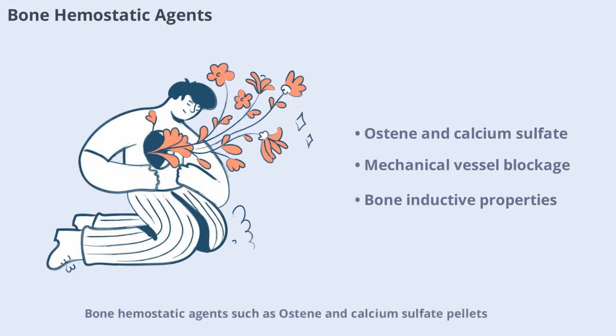Bone hemostatic agents, such as ostine and calcium sulfate pellets, are used to control bleeding from bony cavities. Ostine is a water-soluble alkaline oxide copolymer, while calcium sulfate pellets mechanically block open vessels and are resorbed in 2-3 weeks. These agents are particularly useful in osteotomies larger than 10 mm and act as bone inductive agents. Proper application and monitoring are essential to prevent complications such as foreign body granuloma or infection.